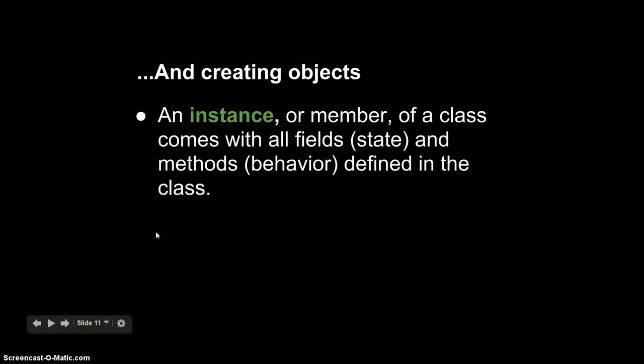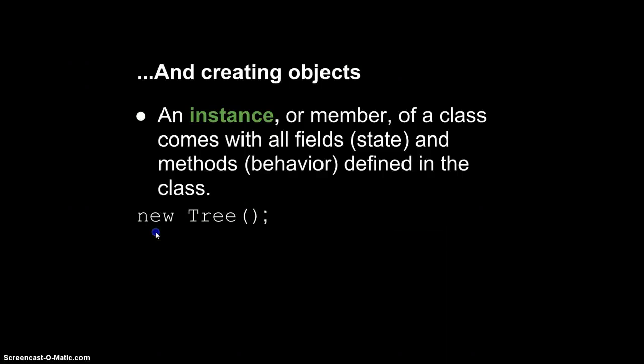And what that's going to be called is creating an instance, which is a member of a class. Now, if you build something from the blueprints, then you can assume that it will follow those designs pretty much to a T. So, a member of a class will come with all of the fields or state that you've defined in the class, and with all the methods or behavior that you've defined in the class.